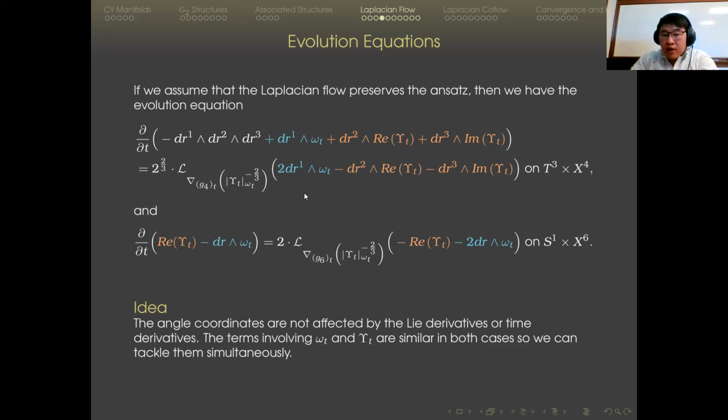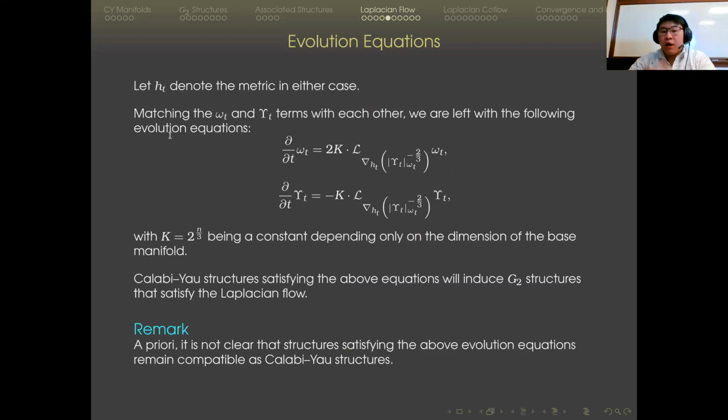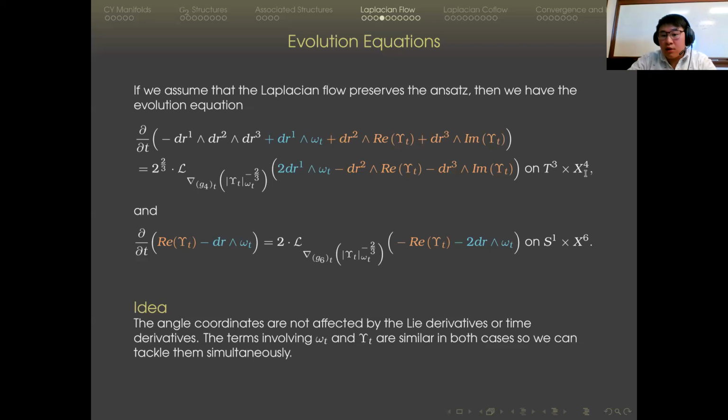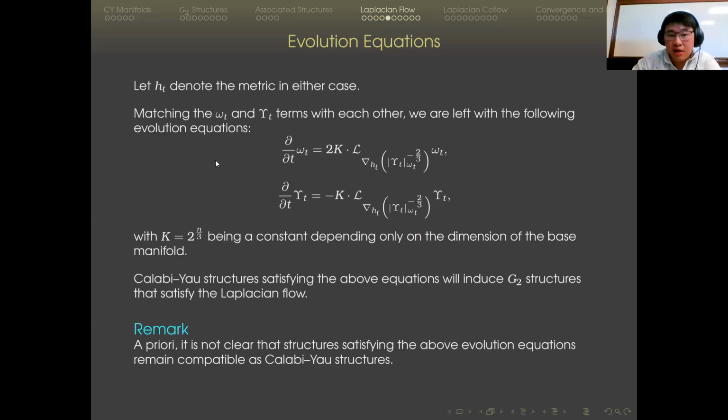So taking those apart and recombining the cases, in the T3 cross X4 and the S1 cross X6, this behavior is the same. The upsilons get multiplied by -1 and the omegas get multiplied by 2. So we can unify both cases together, and we'll let H denote the metric in either case. If we match the terms with the omegas and the terms with the upsilons, this is basically what we get. For the omegas, we multiply by 2, hit it with the Lie derivative, and multiply by some constant, and same with the upsilons. So k is just some constant that depends on the dimension of the base.